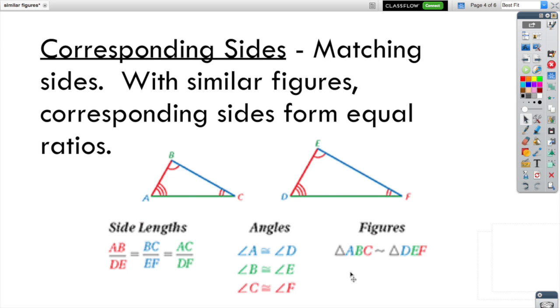All right, the way we indicate that shapes are similar is with this symbol right here. It's just the little squiggle line. No equal sign, just the squiggle. So this says that triangle ABC is similar to triangle DEF. And notice how this is different from congruent.